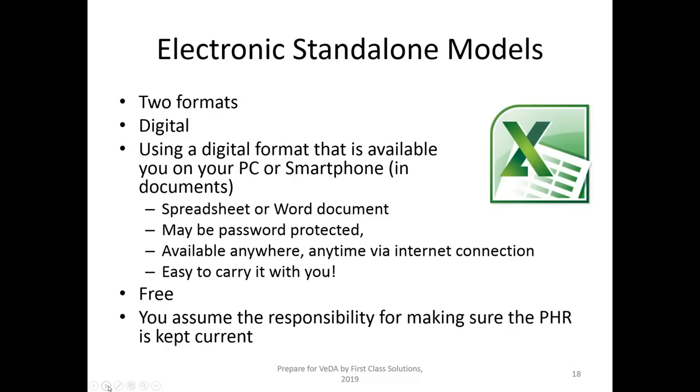Now, there are electronic standalone PHR models, and they too come in two types, a simple one or through a third-party application. Regardless of the digital type, it can be available to you on your PC or your smartphone in your documents folder. The simple version, like I said, can simply be a spreadsheet or a Word document. You might even wish to save it to a flash drive that you carry in your purse or you carry in your pocket. It should be password protected. If you lose that flash drive, you do not want someone knowing all that personal information about you. But if it's password protected, one of your caregivers needs to know that password.